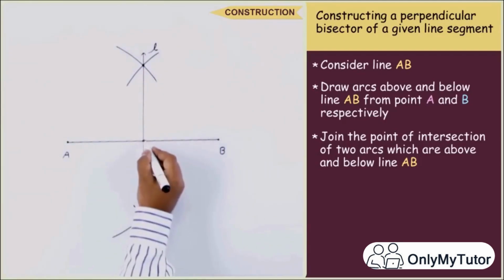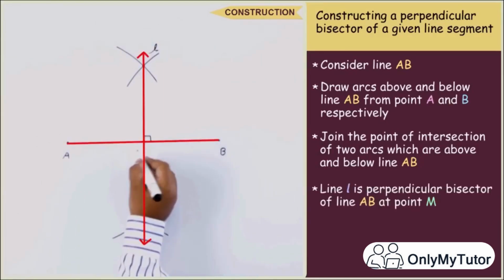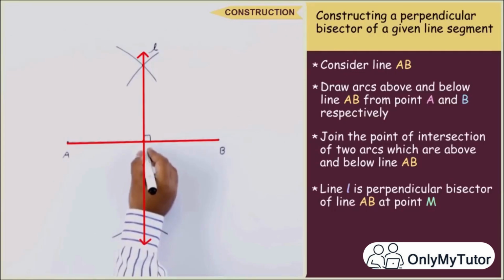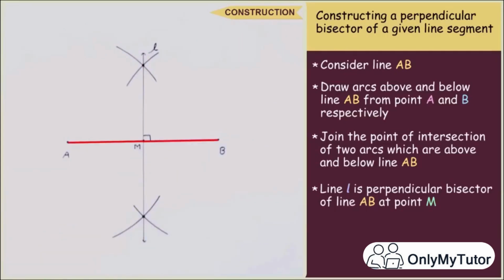Now, we can see that line L is the perpendicular bisector of line AB at point M, and AM is equal to BM. Now we know how to construct a perpendicular bisector of a given line segment.